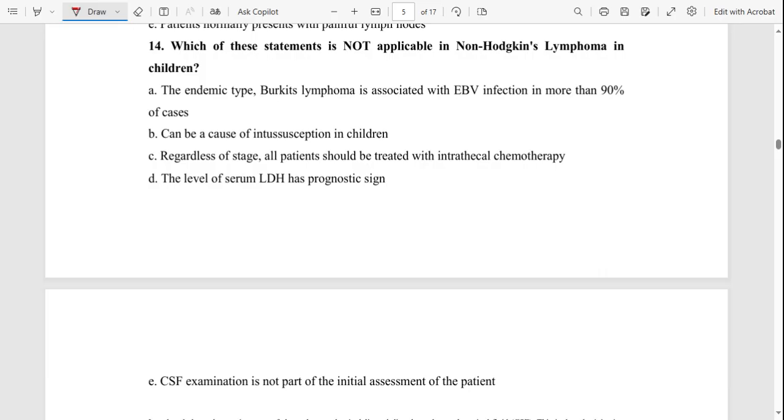Okay. Why do you go for that one, Doc? Why do you go for C? Okay. All right. Is there any other thought from anyone?